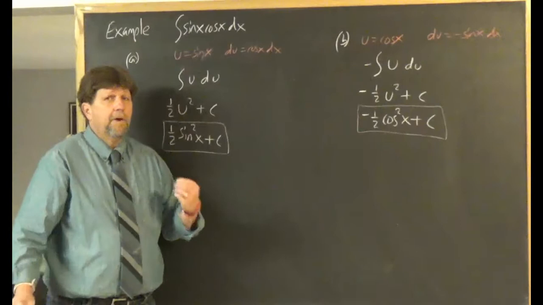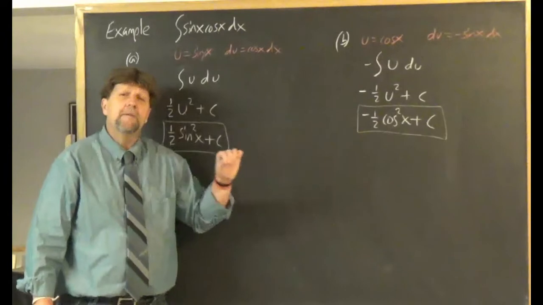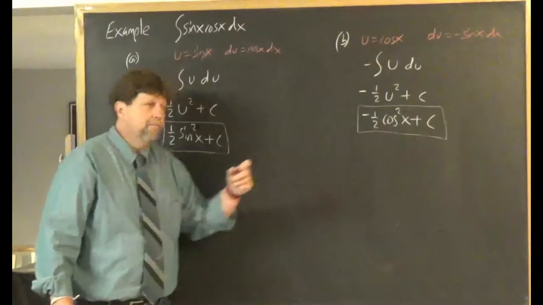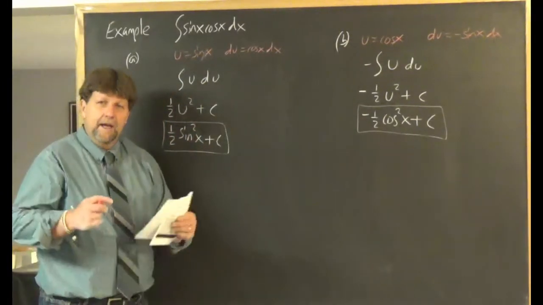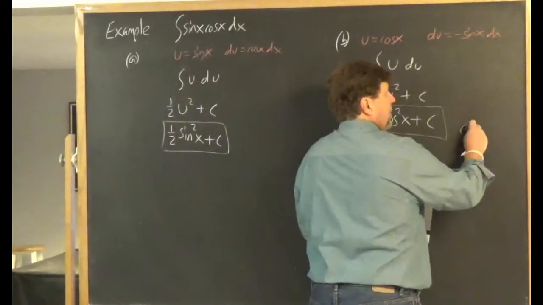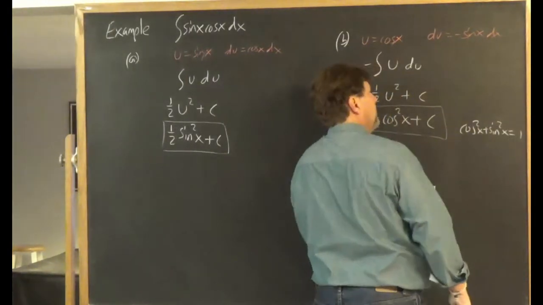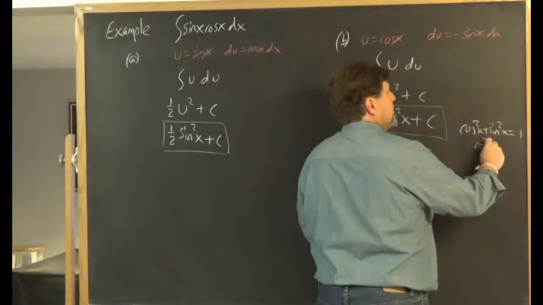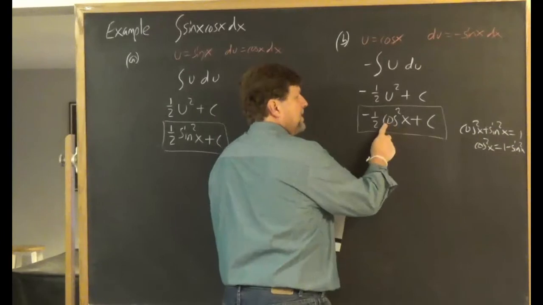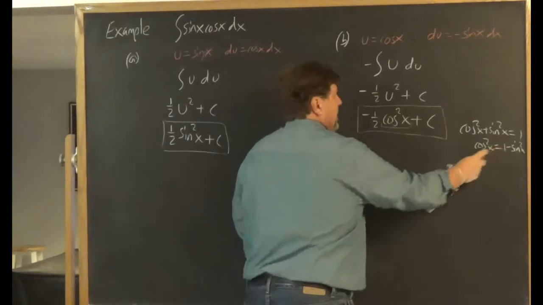If you were like me, you're probably thinking, I did the problem wrong. Let me do it again. And you would not have done the problem incorrectly. Can you get this answer to match what's in the back of the book? And I think we can, because we know cosine squared plus sine squared is equal to 1. So that means cosine squared is 1 minus sine squared.